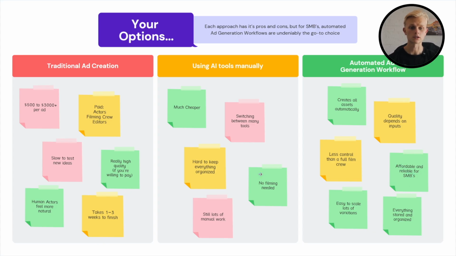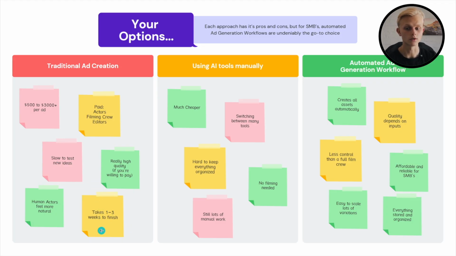And so here are your options really when it comes to generating ads. Now I've got these nice little robot sticky lights for us, red, yellow, and green, just to kind of organize our thoughts a little bit. But as I said, traditional ad creation, you're looking at quite a big budget for just making a single ad. You need paid actors, filming crew, editors, and it's really slow to test new ideas.